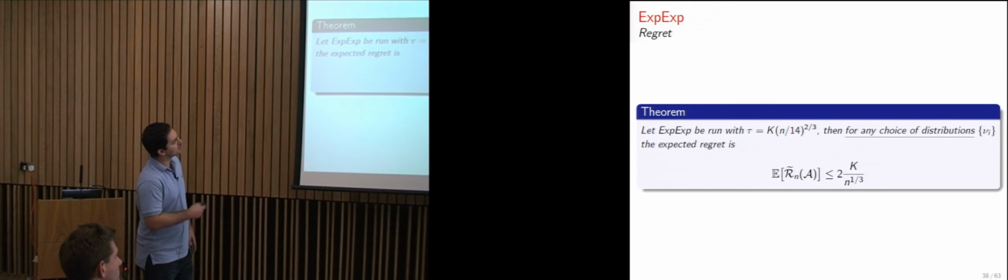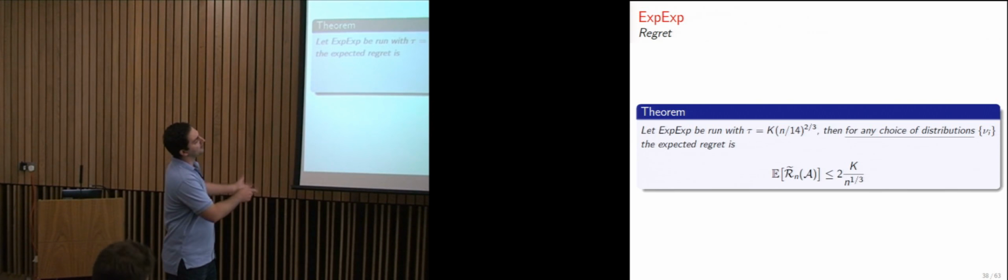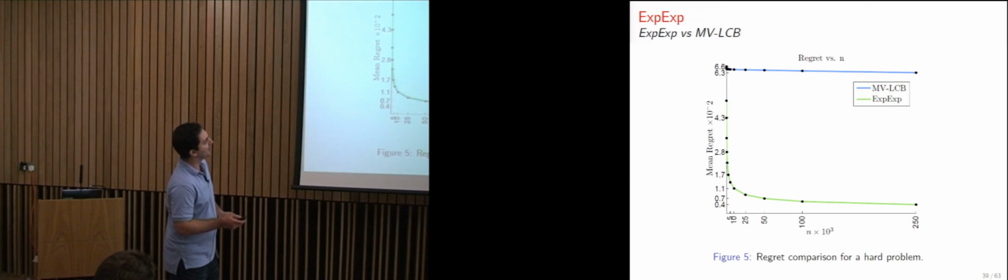And the regret is much nicer. There's an upper bound on the regret. So this has a guarantee which is nice, and it's for any choice of distribution. So it presents a nice guarantee of performance that you can't get in the MVLCB algorithm. And you see the comparison here. You see how the regret decreases with N nicely, and how MVLCB has a lot of trouble with this setting. So it solves that issue.